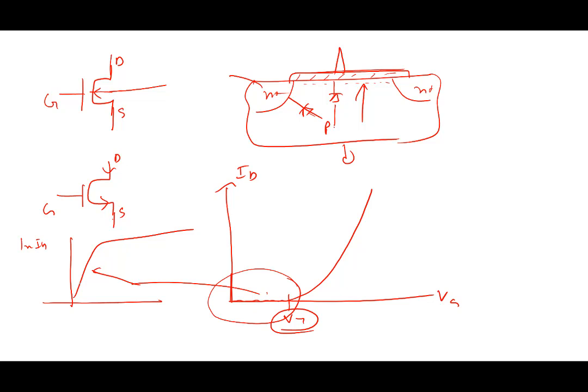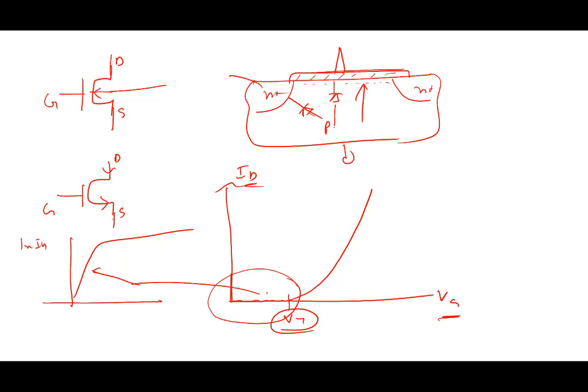So that's one part. We understand why the current has become a function of gate voltage, right? Why is there a threshold voltage? Threshold voltage marks when you create a strong enough channel. So that's ID versus VG, correct?